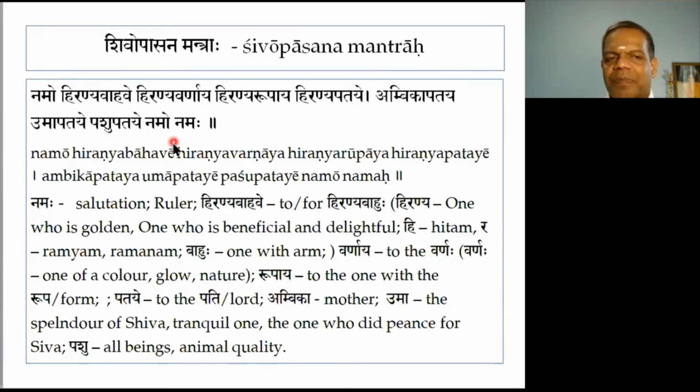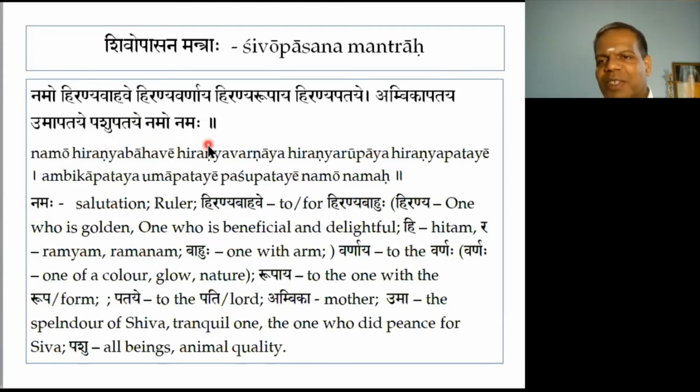Namo Namaha. Namo Hiranya Bahave, Hiranya Varnaya, Hiranya Rupaya, Hiranya Pataye, Ambika Pataye, Uma Pataye, Pashupataye, Namo Namaha.